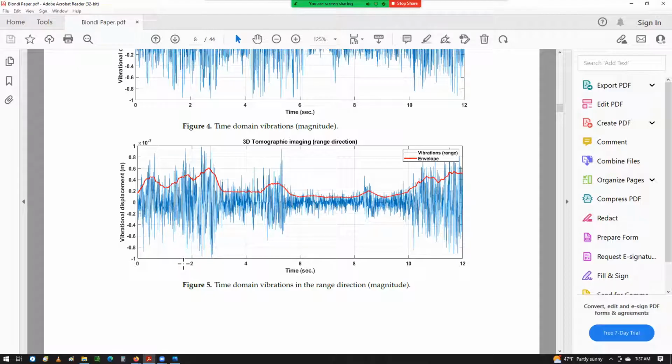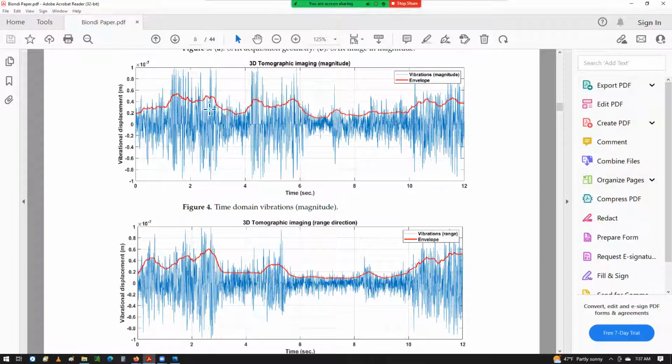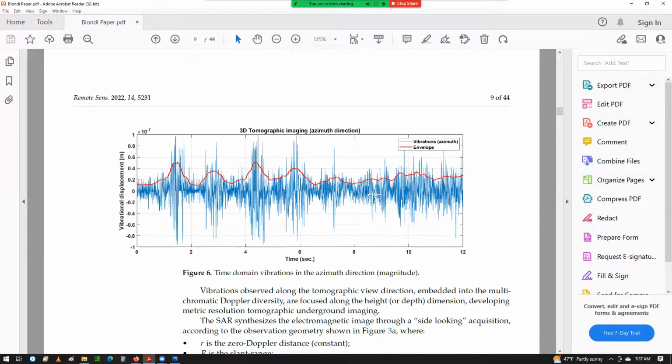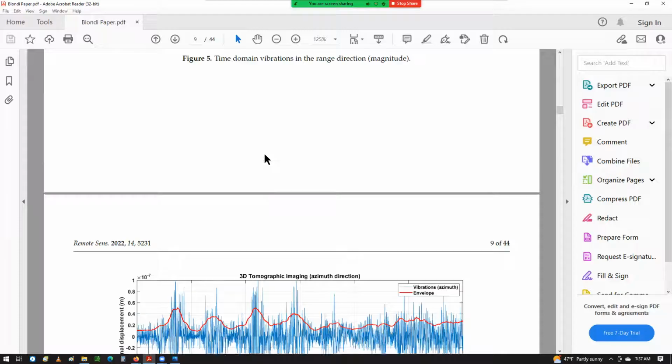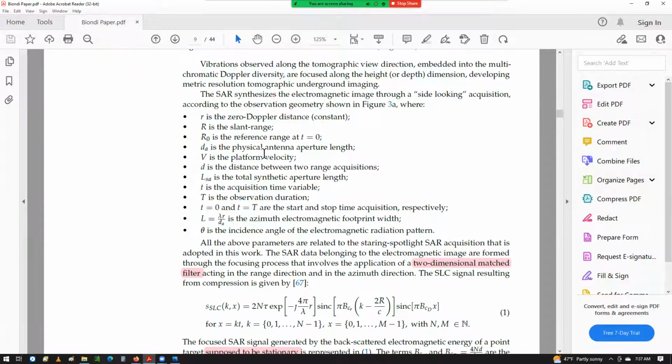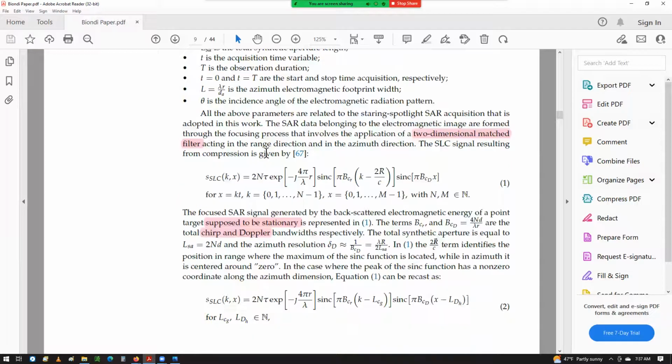And then here's sweeping across with the satellite, so you can see it in both dimensions, in the range dimension and in the azimuth dimension, I think, right? No, this is the range. I'm sorry. This is the range, and this is the azimuth. So in both, you can see it across both dimensions. Now, these data go through a two-dimensional filter.